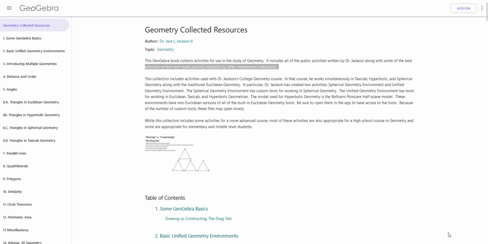Okay, this is Jack Jackson back again, and we're continuing our exploration of the side angle side property. We looked at it last video for Euclidean geometry, and we found out that the side angle side condition was enough to make two triangles congruent in Euclidean geometry. Well, what about in hyperbolic geometry?